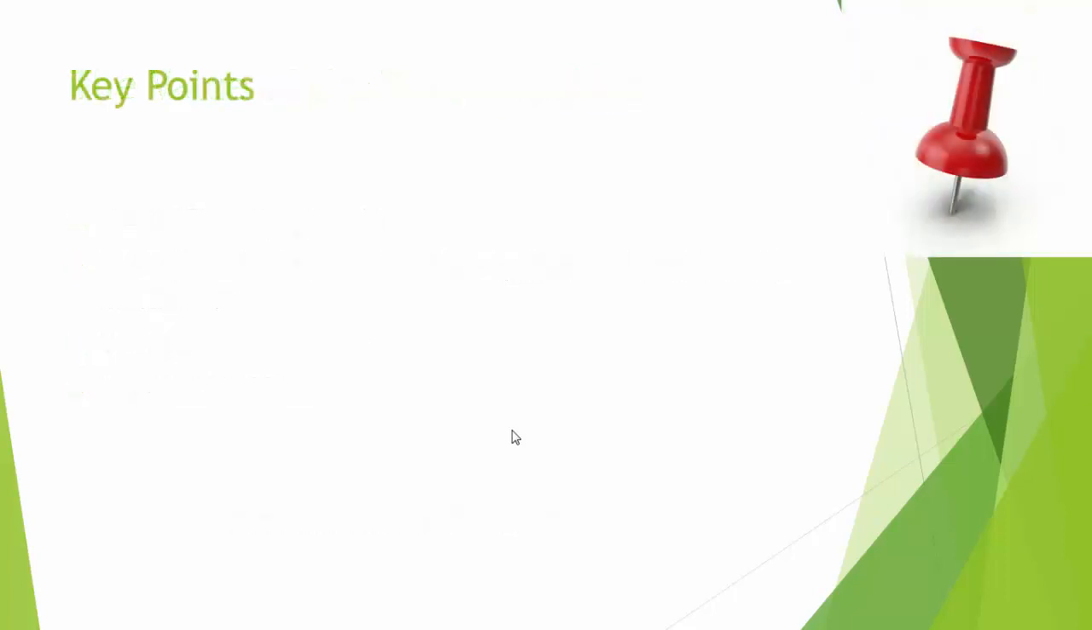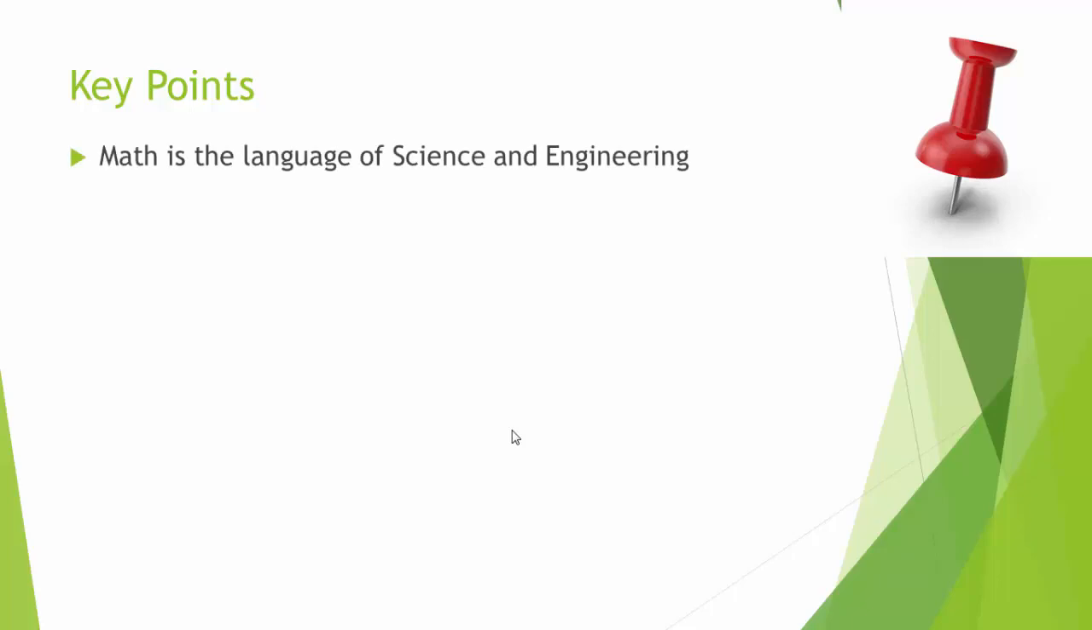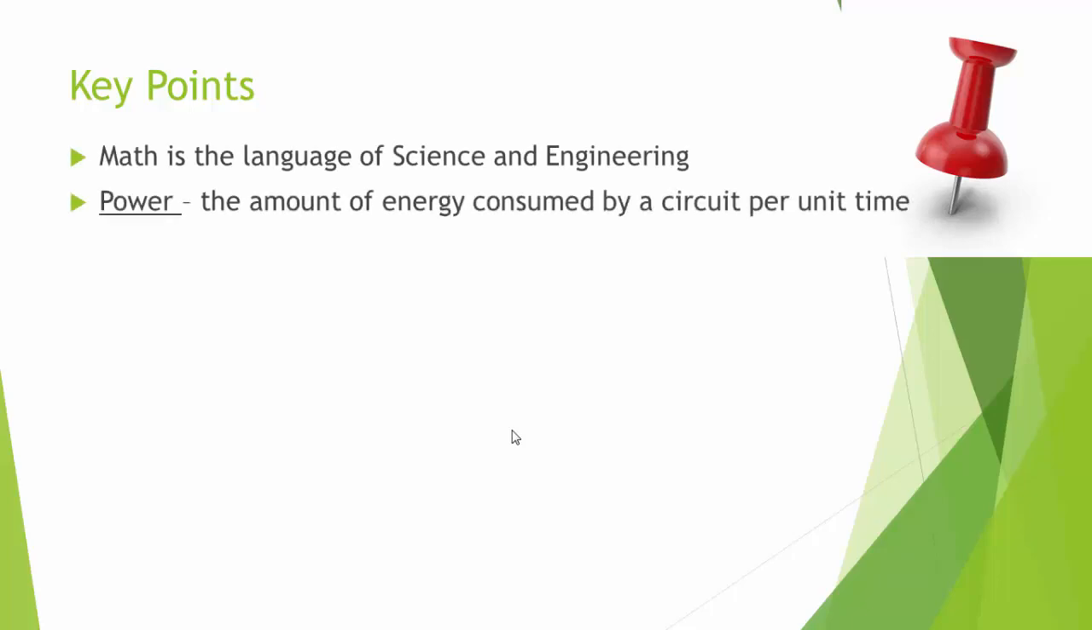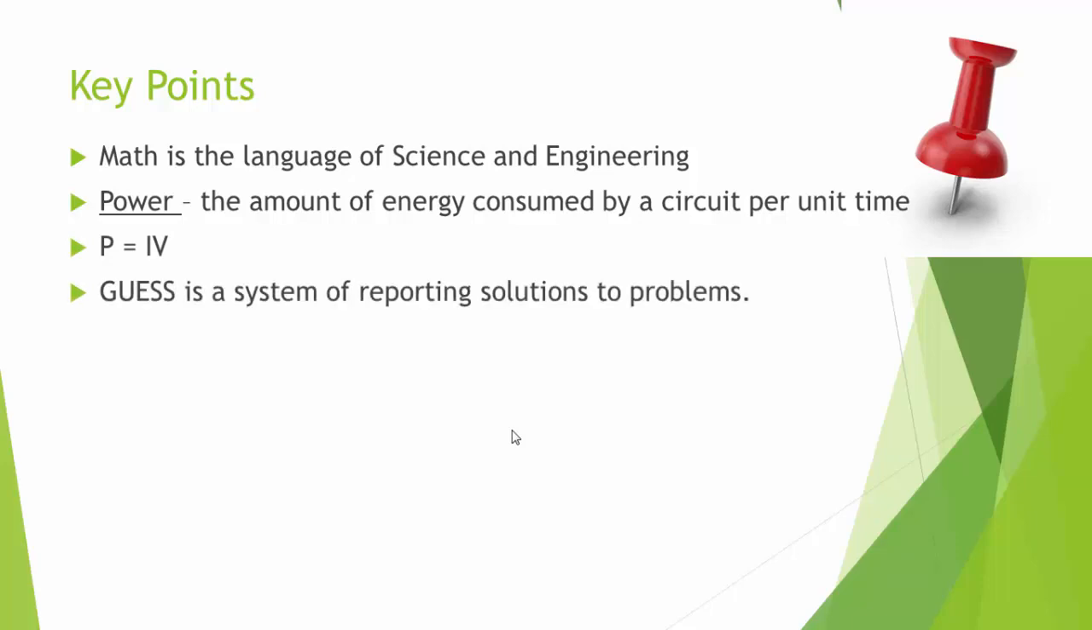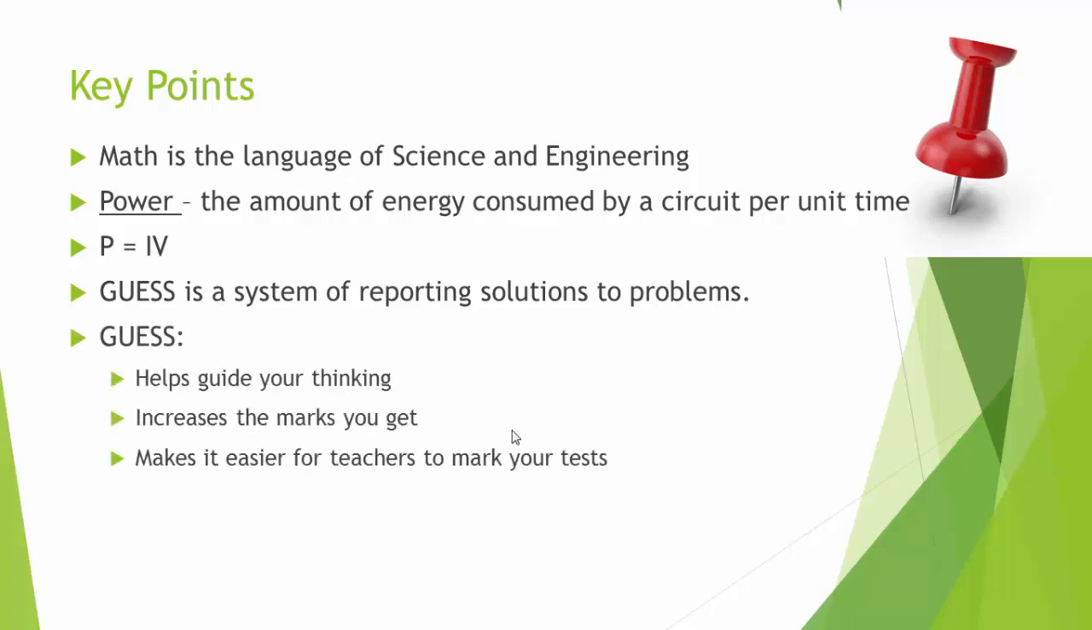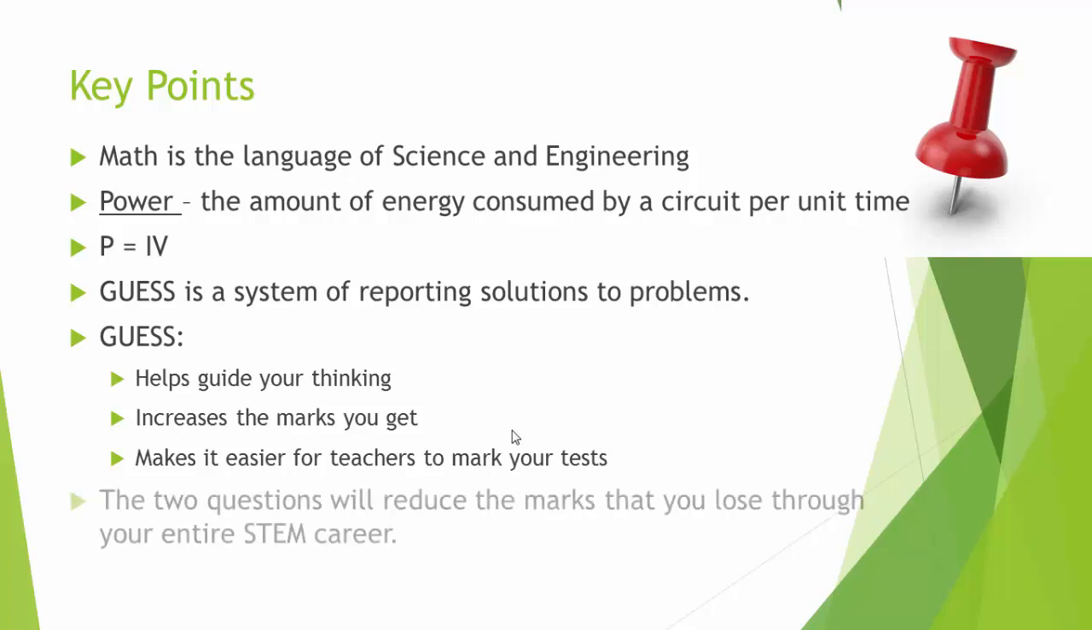Okay, let's move on then. So our key points. Math is the language of science and engineering. The power of a circuit is the amount of energy consumed or generated per unit time. And the equation for this is P equals IV. GUESS is a system of reporting solutions to mathematical problems. It helps guide your thinking, it increases your marks, and it makes teachers happy, which is never a bad thing. The two questions will reduce the marks that you lose through your entire STEM career out through post-secondary education.